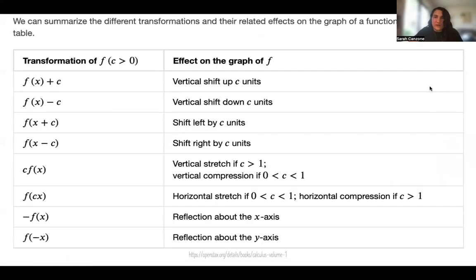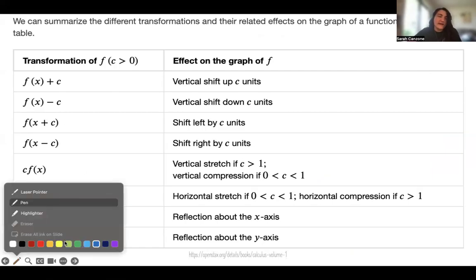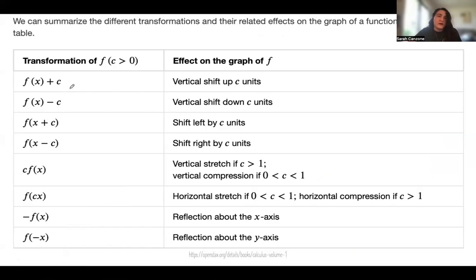All right, these are the transformations that I mentioned in the last lecture. This is hopefully a refresher from pre-calc. So essentially, we have specific ideas of how things can move. So if you have your function f of x and you either add or subtract some constant c, then we're changing our function vertically. So if you're adding c, you're shifting up by c units. If you're subtracting c, you're shifting down by c units.